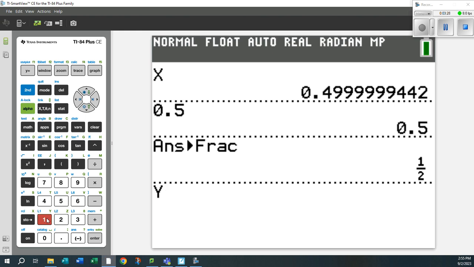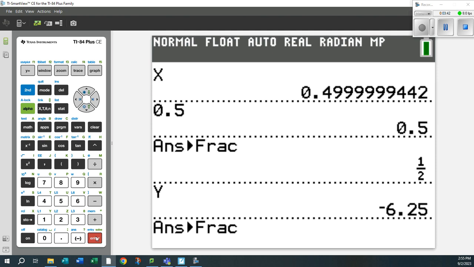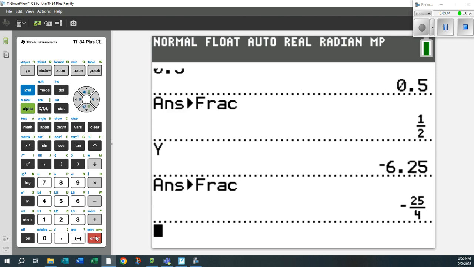Well, how do you get the Y value? Just hit enter. There's the negative 6.25. Now, not too many people can put that into fractional form right away. So that's where the math comes in. The math, hit frac, and look at this. It takes that negative 6.25 and converts it into a fraction for you of negative 25/4. So that means our vertex here was actually 1/2, comma, negative 25/4. That is super, super important.